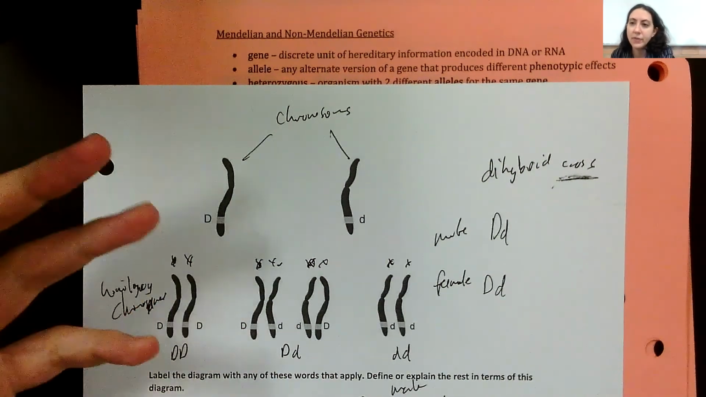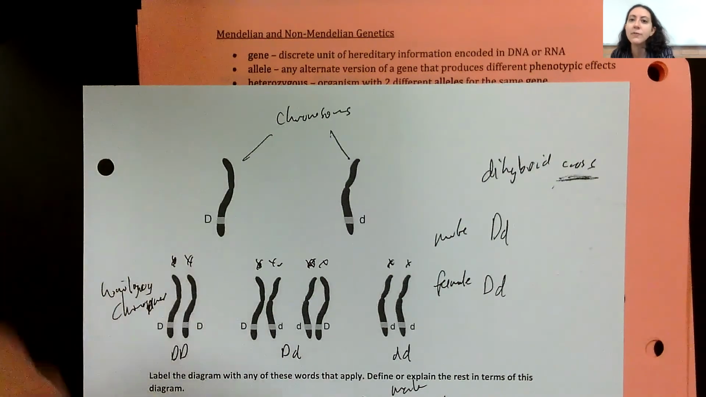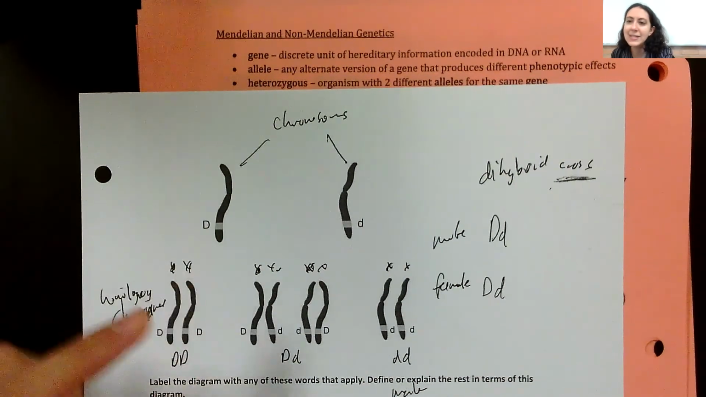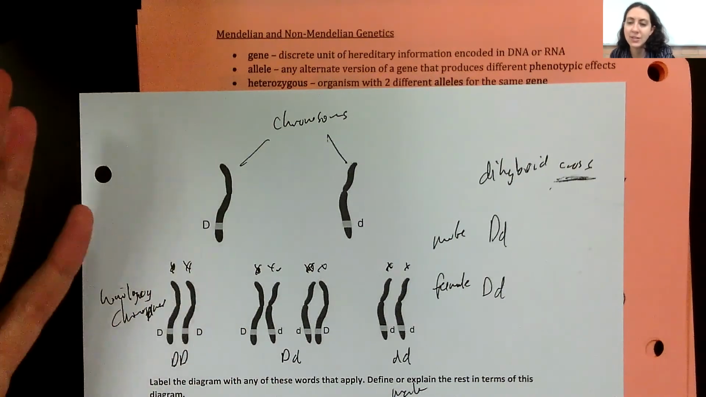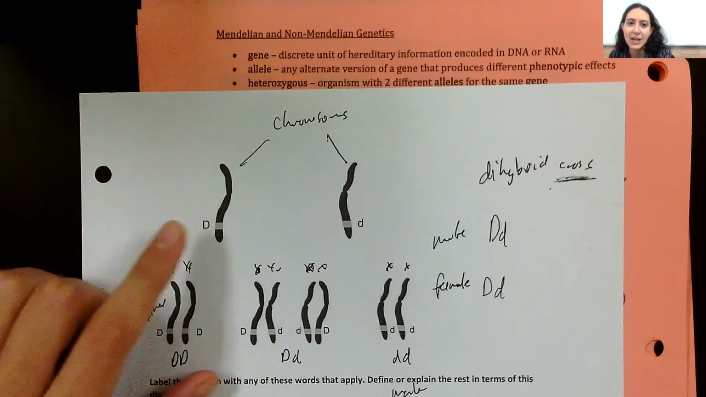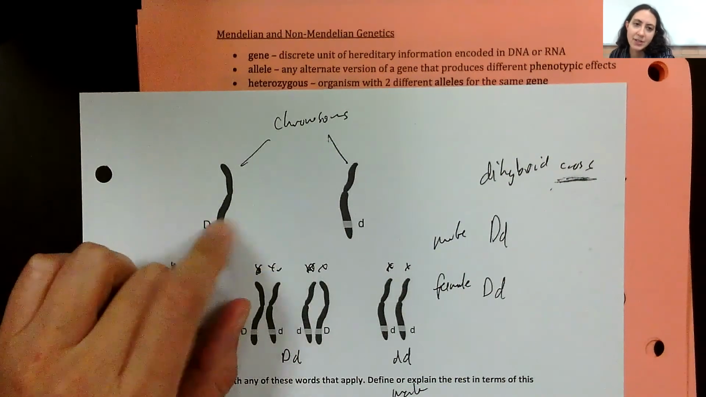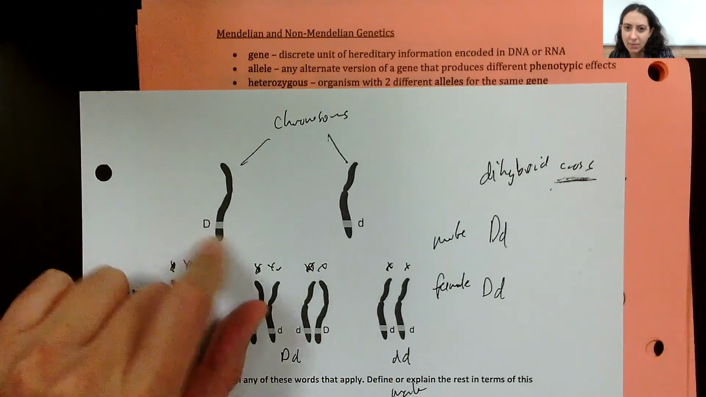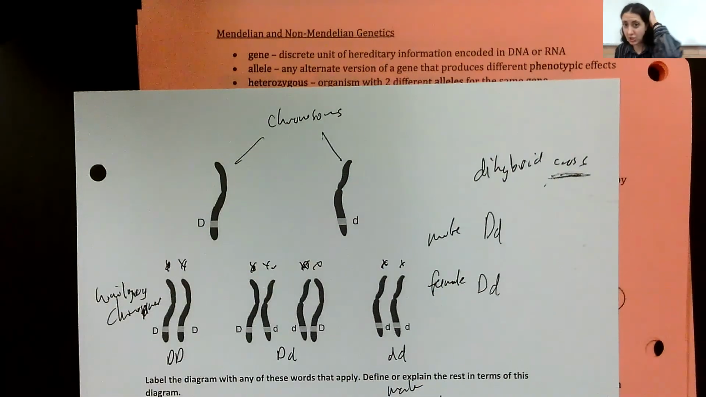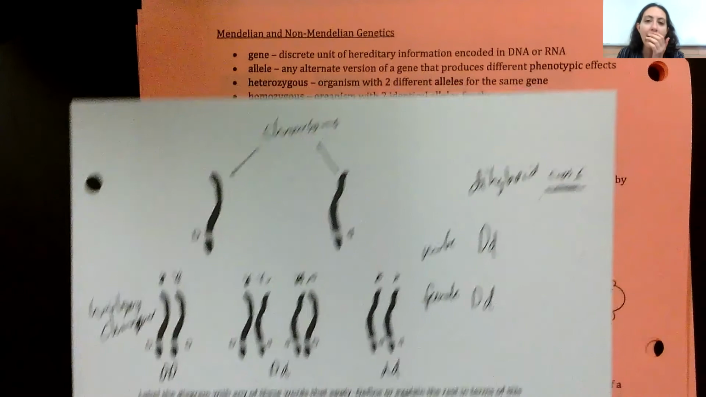Anyway, it's a gene that encodes for information. An allele is a different version of that gene. So whatever trait this gene is associated with, whatever type of gene it is, these are two different versions of the same gene. This is the dominant one. Usually we use a capital letter to represent dominant, and this one is the recessive version of that same gene. So those are the alleles.